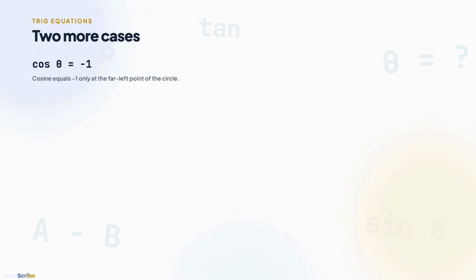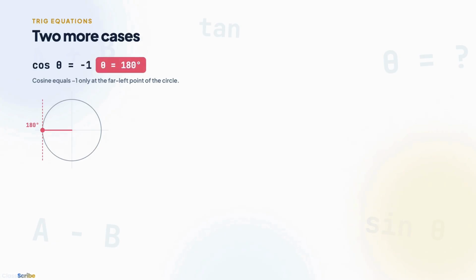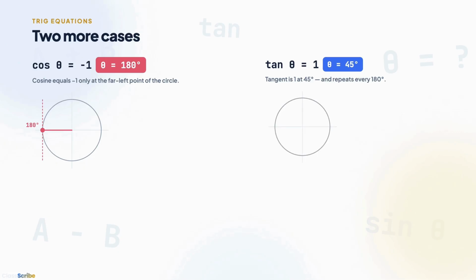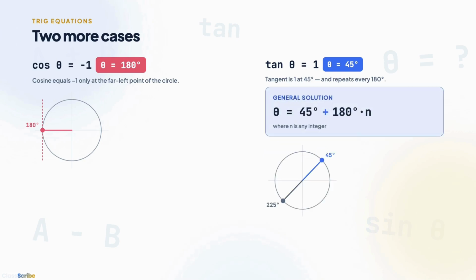Now consider cosine theta equals minus 1. Cosine becomes minus 1 only at 180 degrees. So theta equals 180 degrees. Finally, if tangent theta equals 1, tangent takes the value 1 at 45 degrees and repeats after every 180 degrees. Therefore, the general solution is theta equals 45 degrees plus 180 degrees into n, where n is any integer.